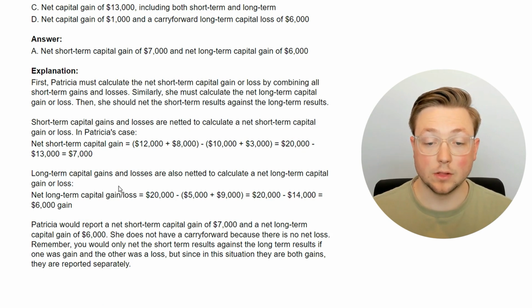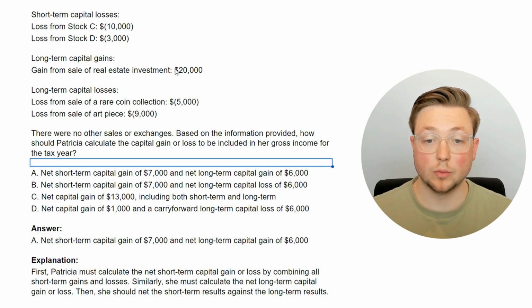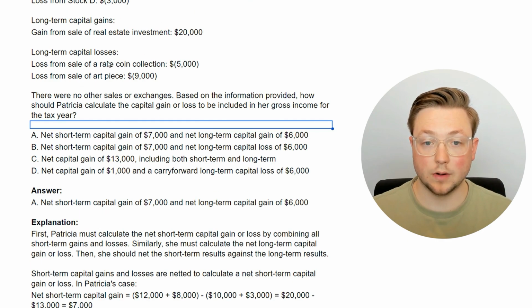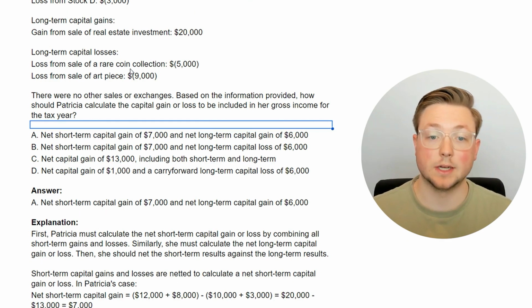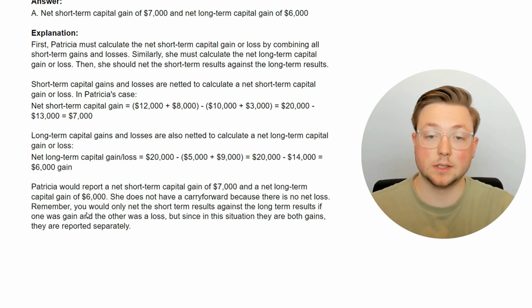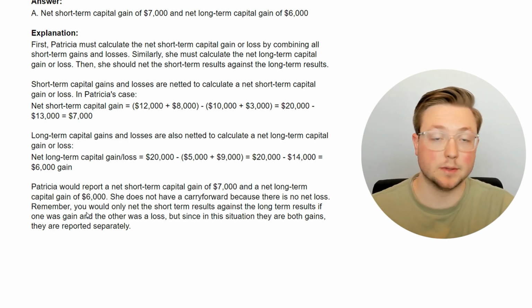And then you net the long-term capital gains or losses together, which is the $20,000 from the real estate investment gain, and then the losses from the sale of the rare coin collection and the art piece. So that equals a $6,000 long-term capital gain. And since they're both gains, you don't net them anymore. You just report them as their separate types of gains.